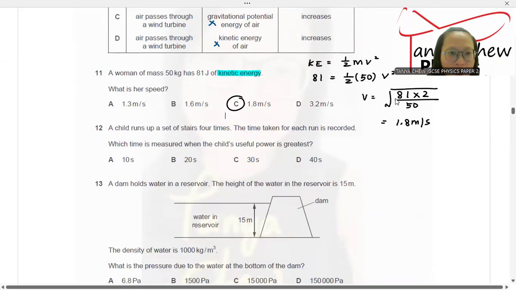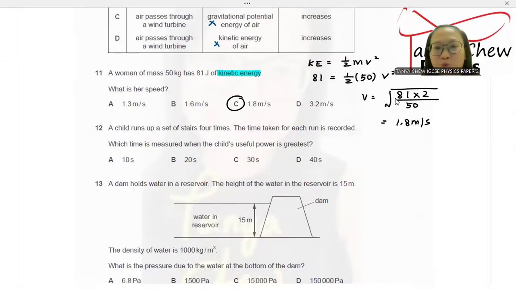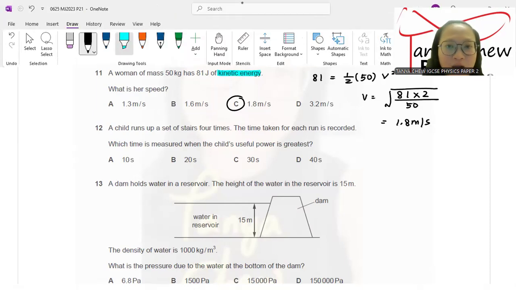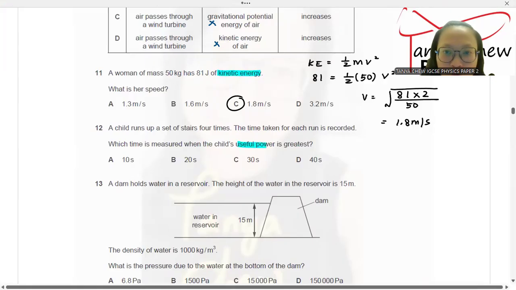Now, number 12, a child runs up a set of stairs 4 times. The time taken for each run is recorded. Which time is measured when the child's useful power is the greatest? The hint is here. Now, let me highlight the hint first. Useful power, second hint is greatest.